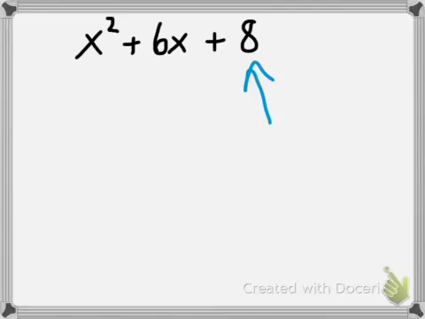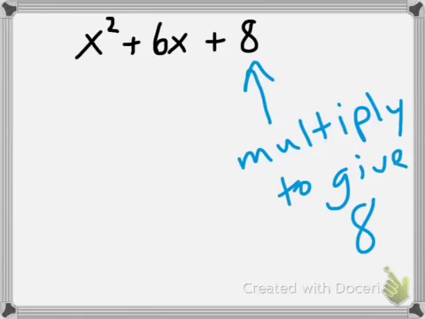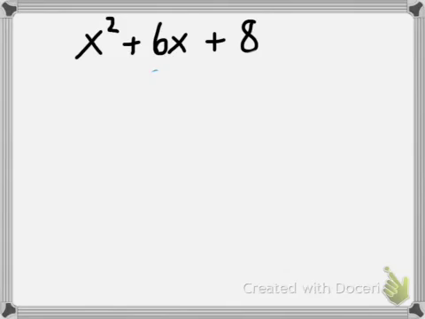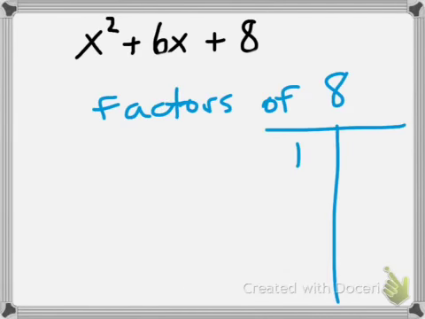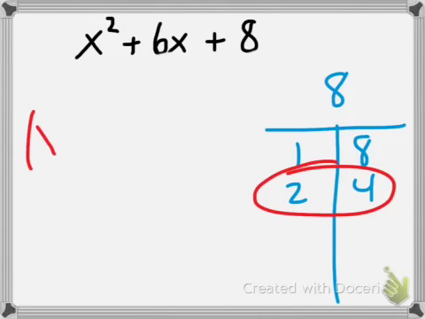Now remember when we were looking at the number puzzles, we were looking for two numbers that multiplied to give something. In this case, we want two numbers that multiply to give 8, and then also add up to 6. So we want factors of 8. That's two numbers that multiply to give 8, right? 1 times 8 and 2 times 4. Since 2 times 4 adds up to 6, those are our two numbers. They both multiply to give 8 and add up to 6.